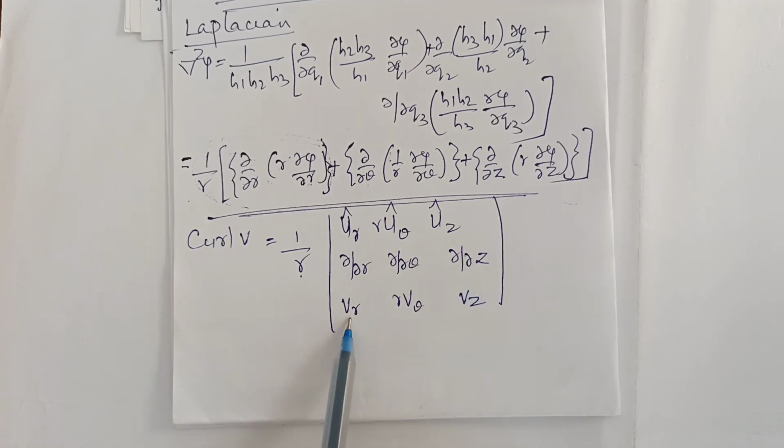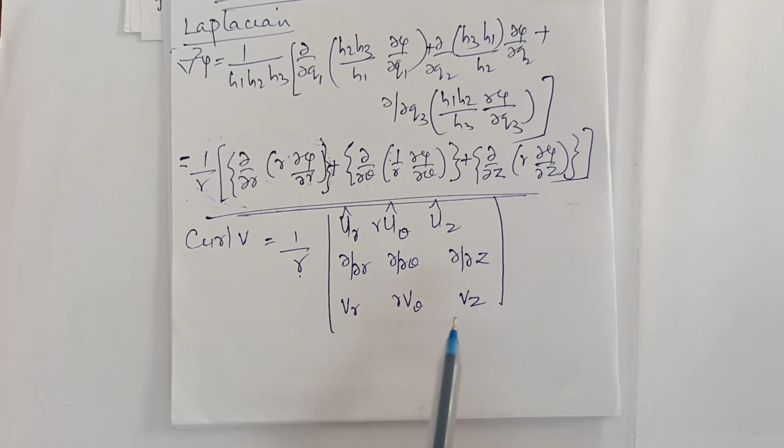Again v1 h1, v2 h2 and v3 h3. h1 and h3 are 1, and v1, v2 and v3 are vr, v theta and vz. So we got it for cylindrical also. This is how, using orthogonal curvilinear coordinates, we get the values in cylindrical coordinates.